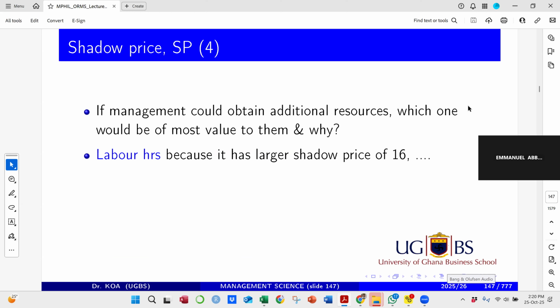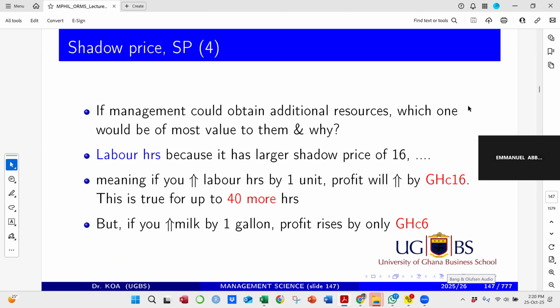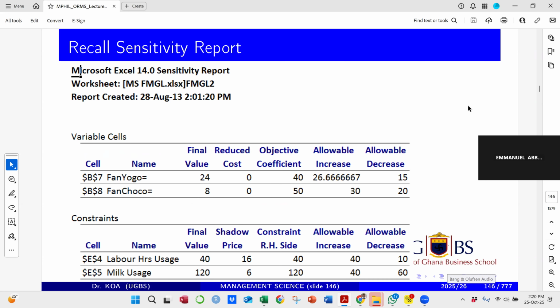Now, let's address this question. There's something you should take note of here. The fact that labor is the most critical resource doesn't mean you should go and increase labor like that. If you increase labor by 1 unit, you will move from 40 to 41. By 10 units, you will move to 50. By 20 units, it will go to 60. But there's a limit to which labor must go. What is the maximum you can increase labor?